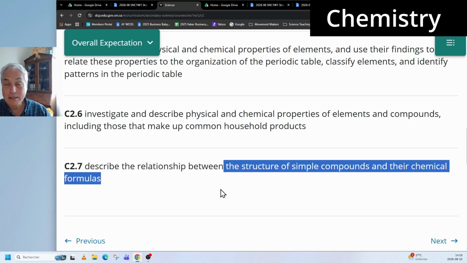keeping in mind that this is a D-stream class, and therefore some students, many students may decide to go to, let's say, college or university, and therefore when they choose their courses in grade 10, they might or might not need that. We'll see how it goes. So that is chemistry for us.